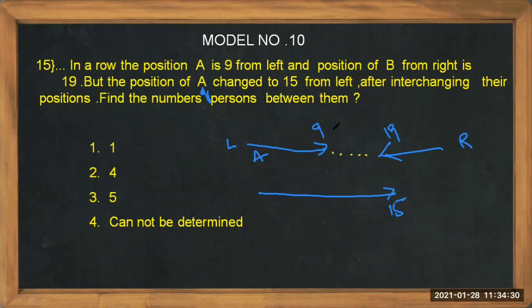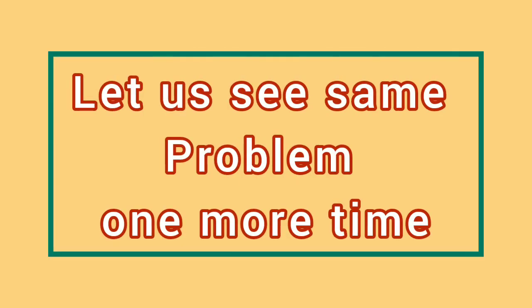To find the number of persons, we need to find the displacement of A's position. The displacement is nothing but just subtracting them. 15 minus 9 is equal to 6. Got the point? As we found the difference of this 15, but here A is calculated two times, then we need to subtract one more, then the answer would be 5. Why? Because A is calculated twice here, 6 minus 1 is equal to 5.